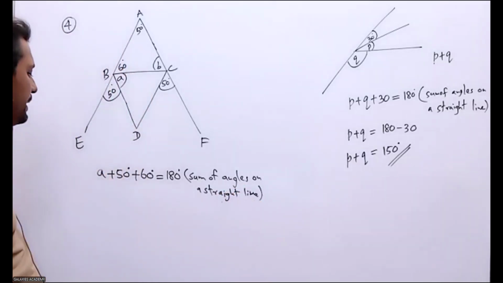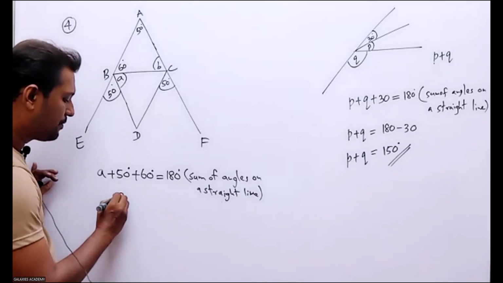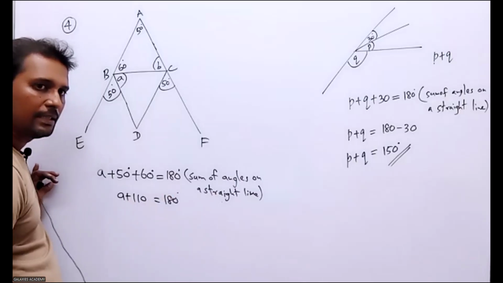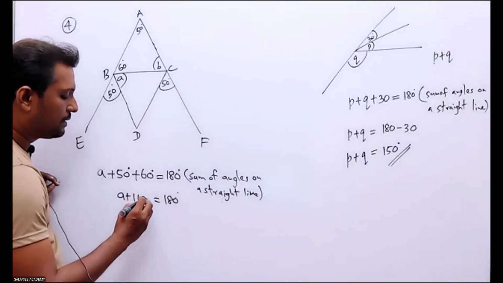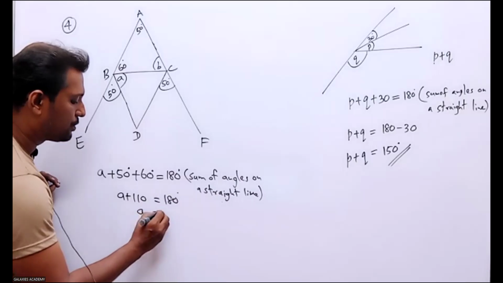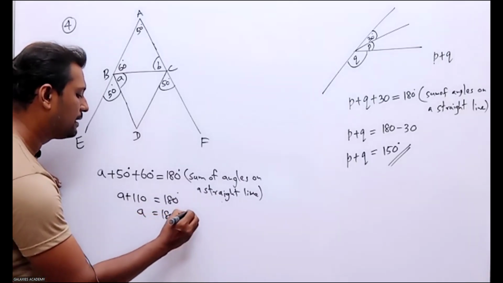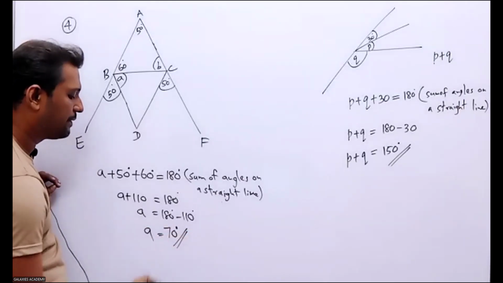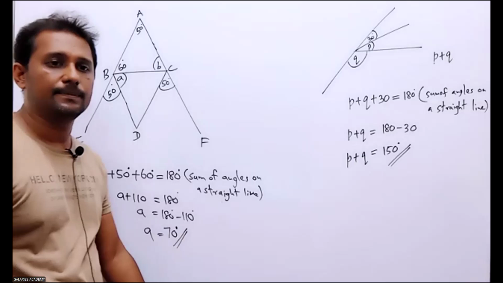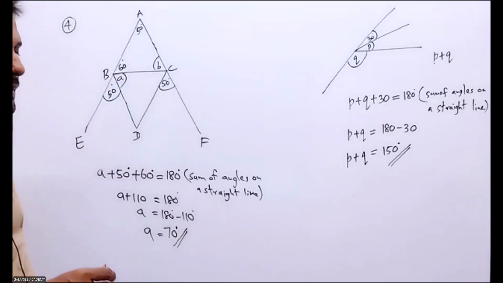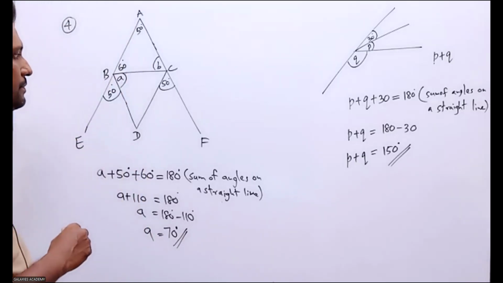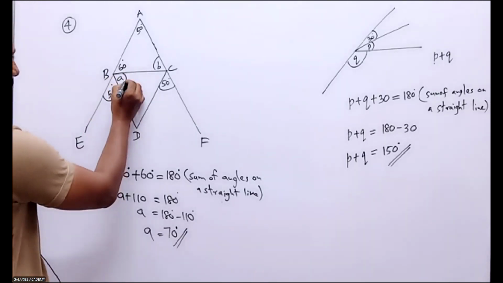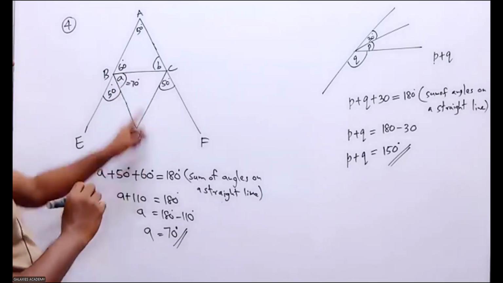Reasons you also write down. Then 50 plus 60, 110, equals 180. Then this plus 110 goes to the other side; it becomes minus 110. Then the subtraction of these two gives 70. So A equals 70, right? A equals 70. Then we can also find this one is 70. No? Also you can find B.